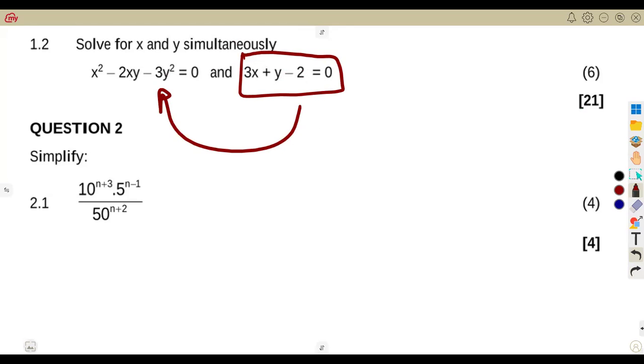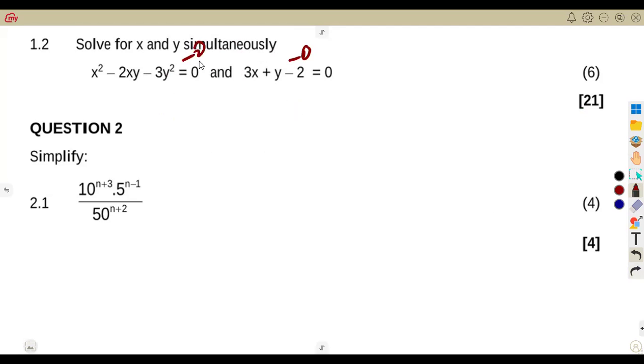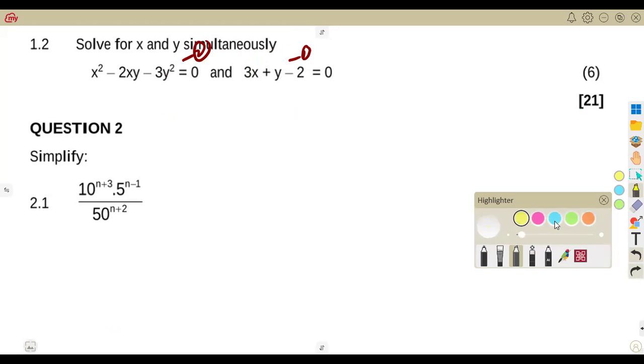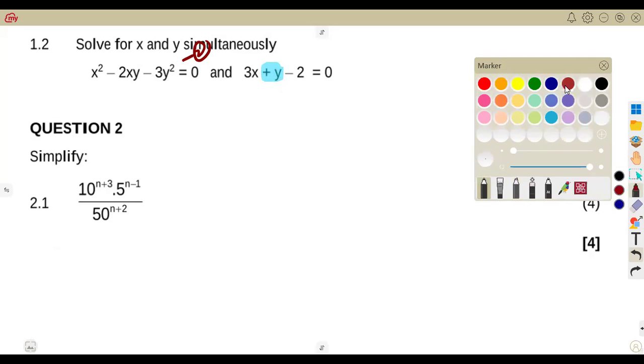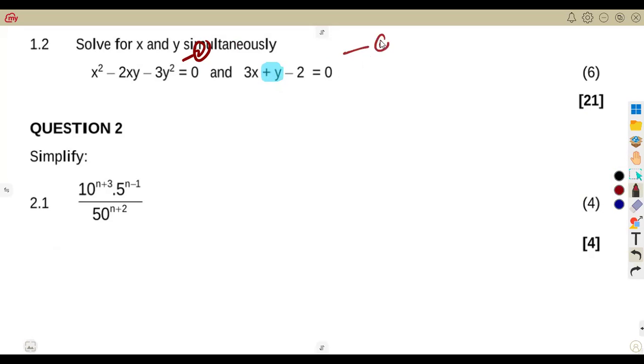Into the quadratic. So in our case, let's say equation 1, equation 2. It is easier for us to work from here, make y the subject. Here we can simply transpose and make y the subject in our case. This one is easier to make y the subject because we need to take the x to the other side and also the 2 to the other side.